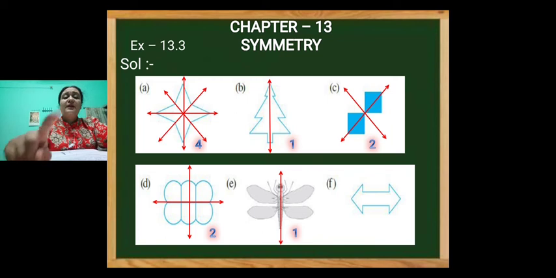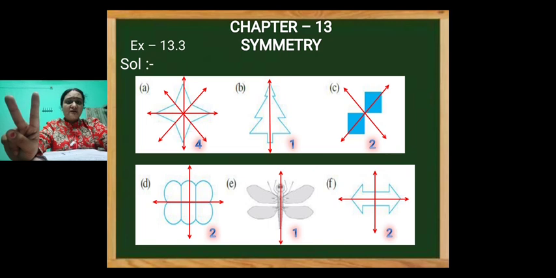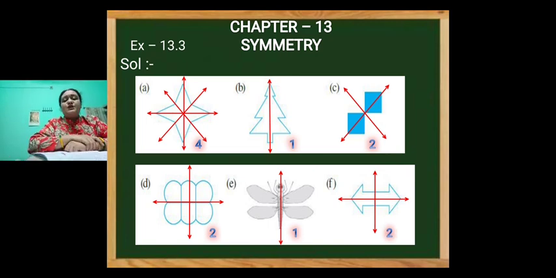Okay, moving to the last part, the F part of this question. It is a bidirectional arrow. The possible lines of symmetry for this figure are L1 and L2 respectively. So we'll say it has two lines of symmetry. I'm done with question number 1.